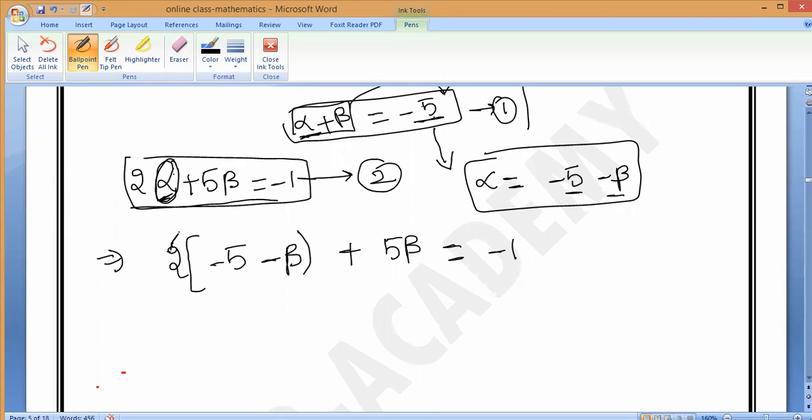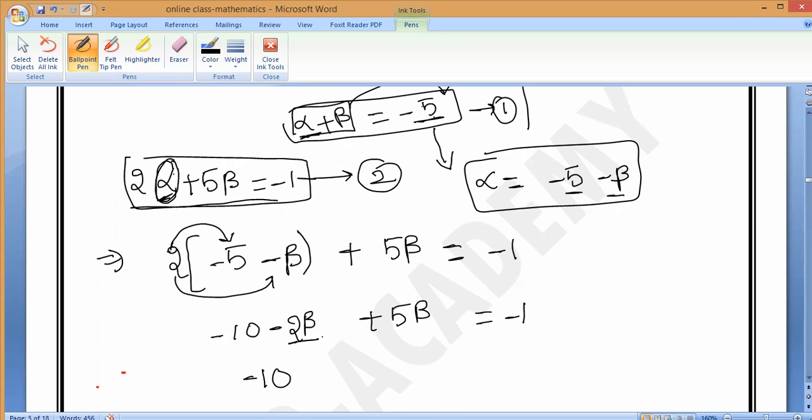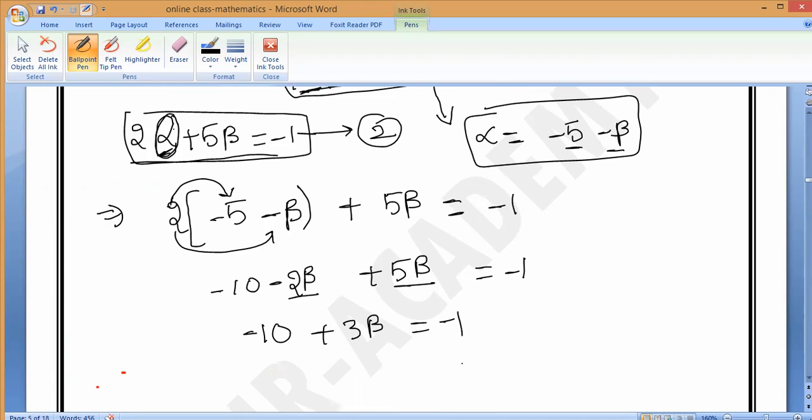Multiply these two terms. 2 into -5 is -10. 2 into minus beta is minus 2 beta. Plus 5 beta equal to -1. So -10, minus 2 beta plus 5 beta gives plus 3 beta, equal to -1. 3 beta equals -1 plus 10.